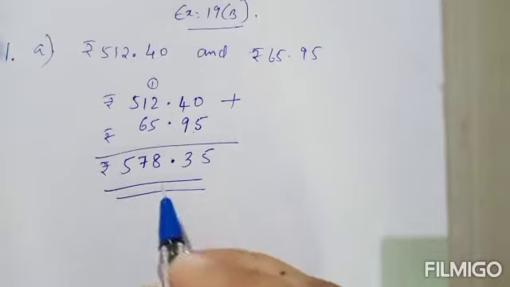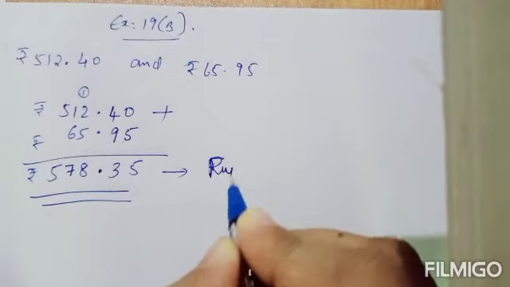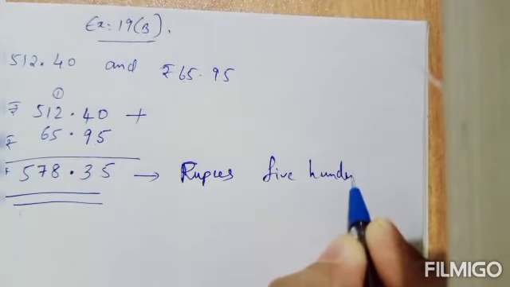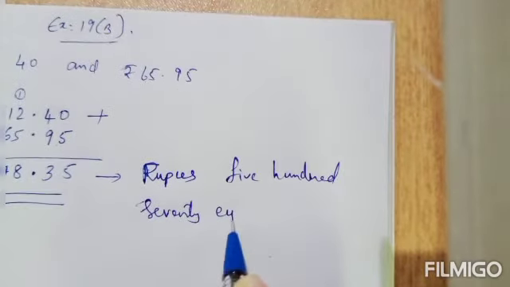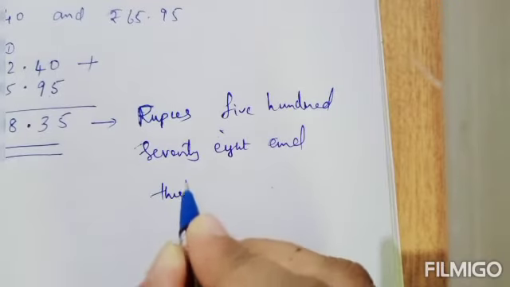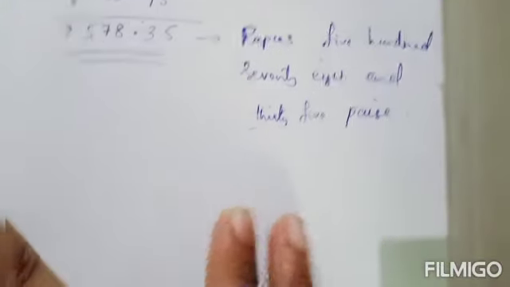Now you can write in figures. Write this amount in figures. This is rupees 578. You can write 578 and 35 paise. Okay, so this is the answer.